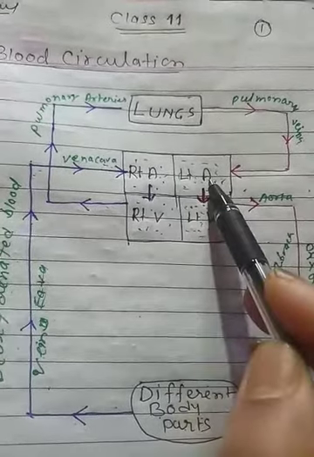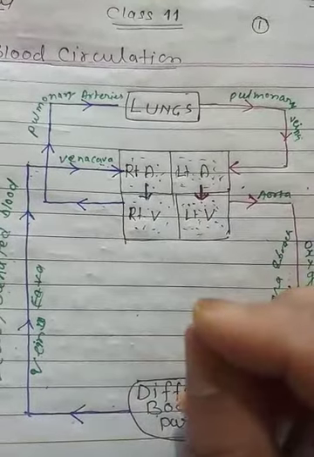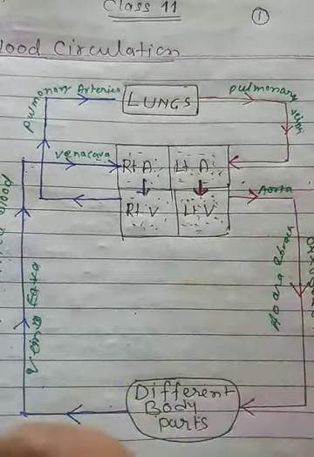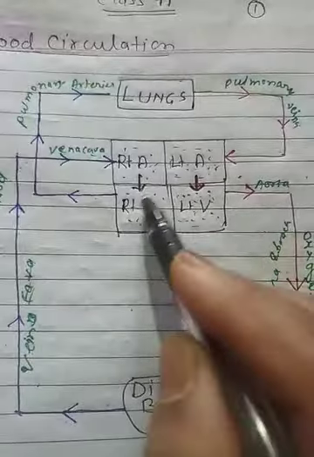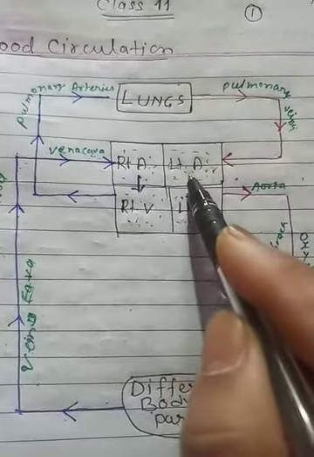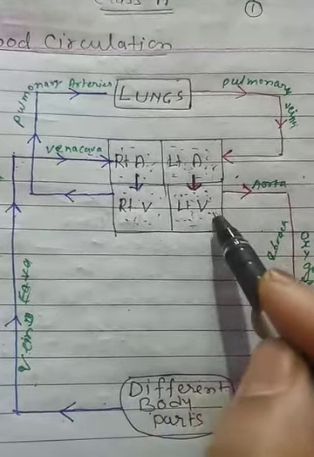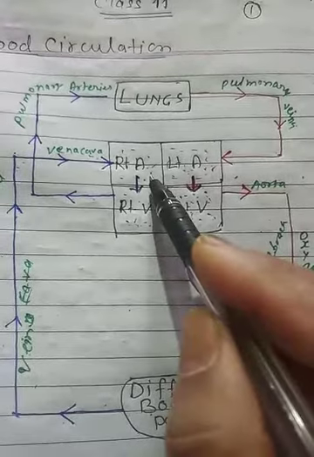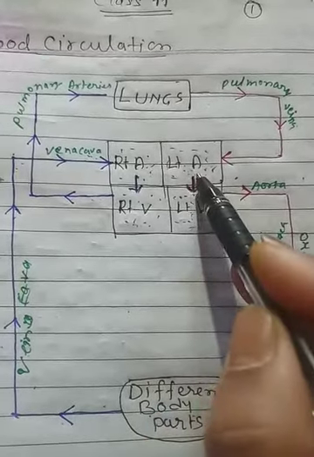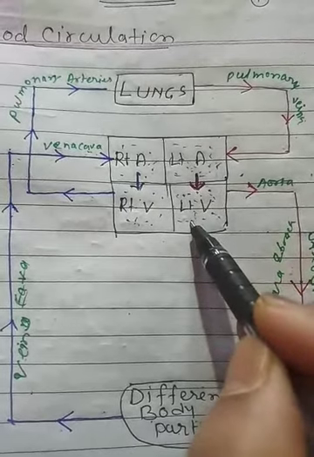Both auricles contract, and that time both ventricles relax. So the cuspid valves open and both types of blood enter into their respective ventricles. Deoxygenated blood from right auricle to right ventricle and oxygenated blood from left auricle to left ventricle.